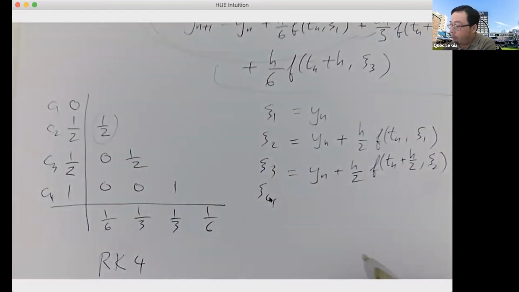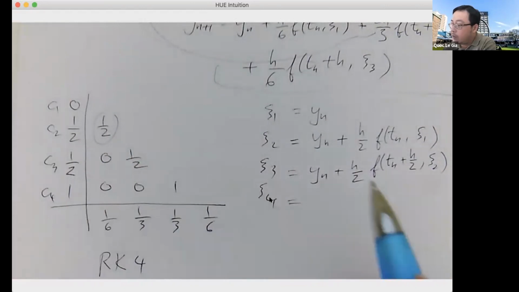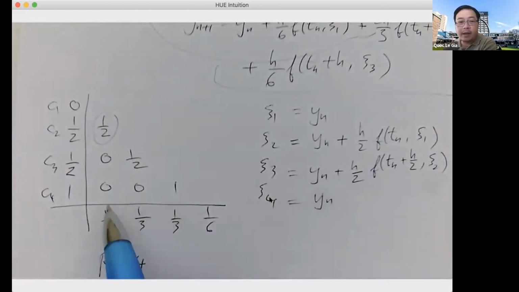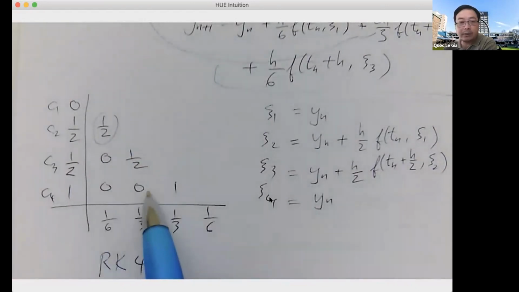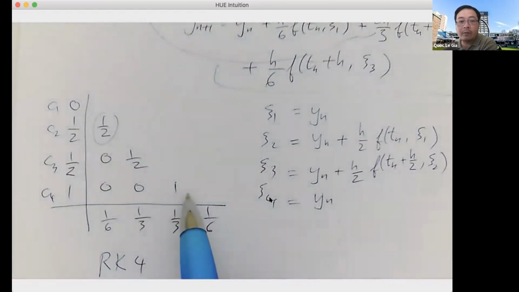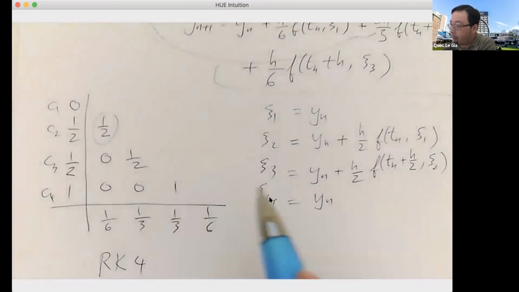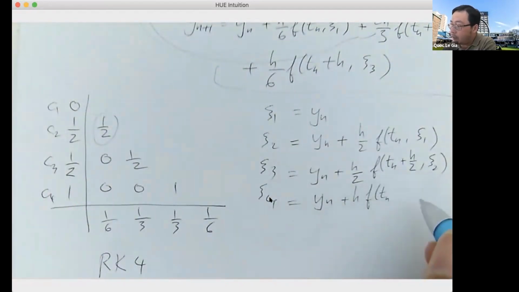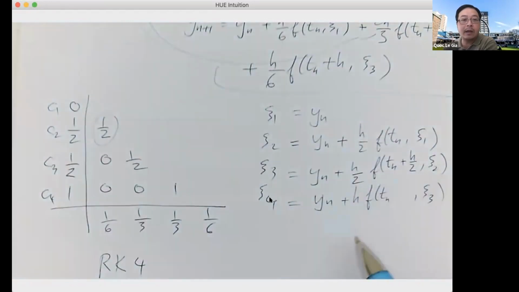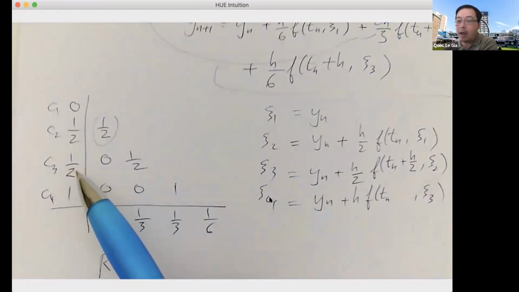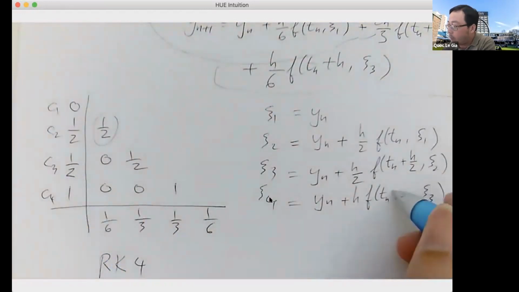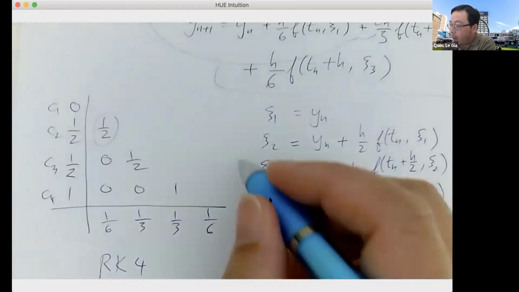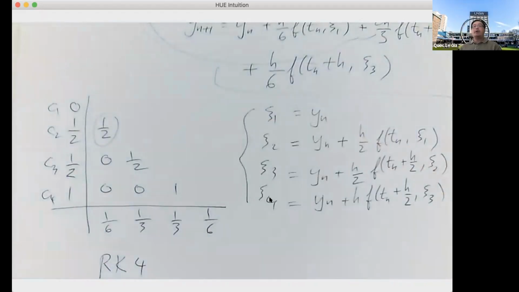And then xi4. So xi4 is yn. And there's nothing with respect to xi1, nothing with respect to xi2. So you have 1 for xi3. So you have h f Tn xi3. And now do not forget the C3. So C3 is 1/2. So you have to put h over 2 here. So now you have 4 temporary variables, xi1 up to xi4.